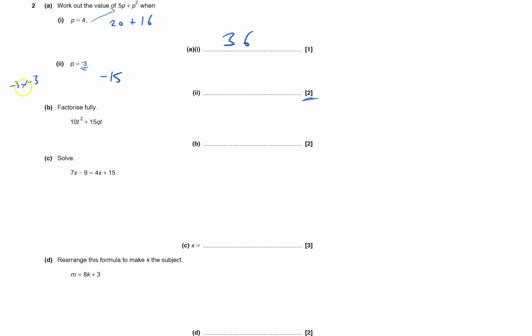Quite often a good idea to write it down like this, because a minus times a minus is a positive, and then 3 times 3 is 9. So that's plus 9, and minus 15 plus 9.